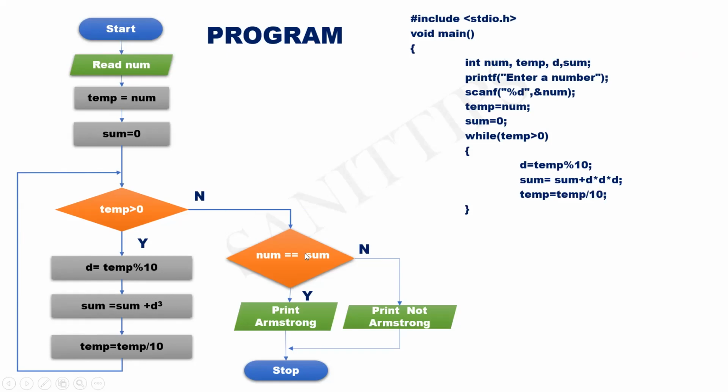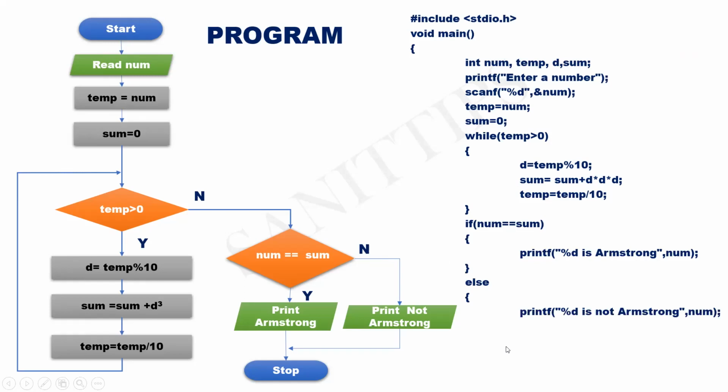So in the no part, it is a condition. So we can write if num equal to sum, open curly brace, print Armstrong. printf of %d is Armstrong, comma num. Close, end of the yes part. So close the if body. Go to the no part. No part starts with else. Open curly brace. Inside the no part, it is print not Armstrong. printf of %d is not Armstrong, comma num. End of no part. Close the else body. Next it is stop. Close the main function.